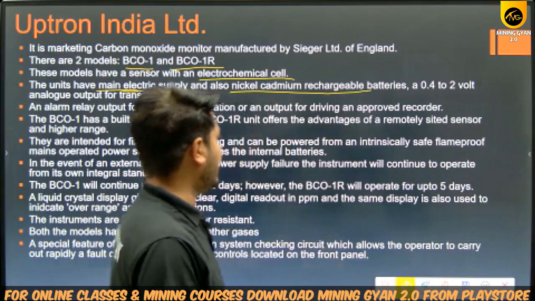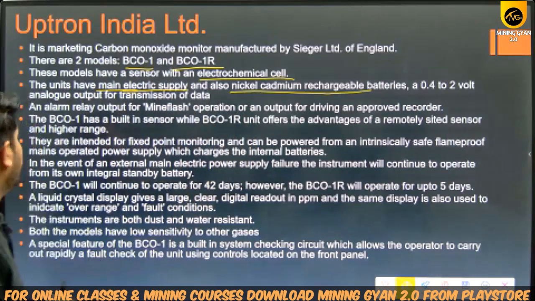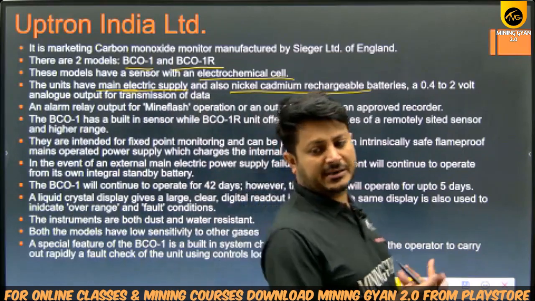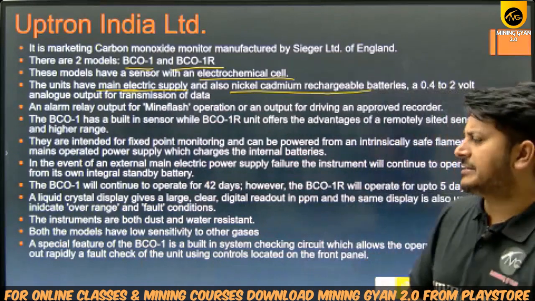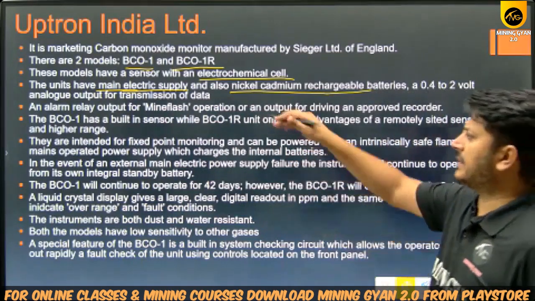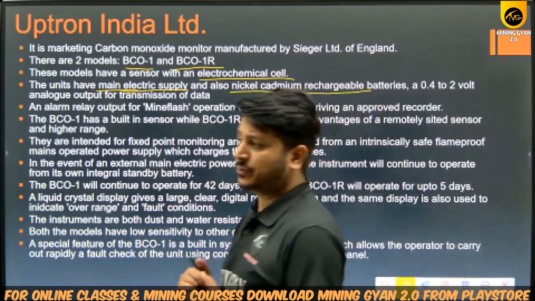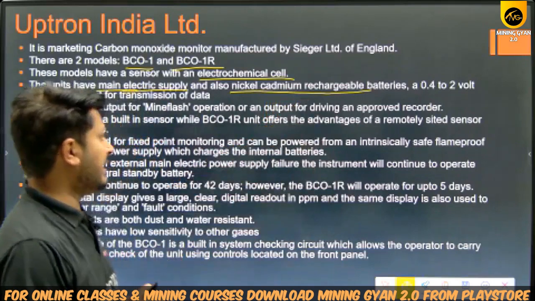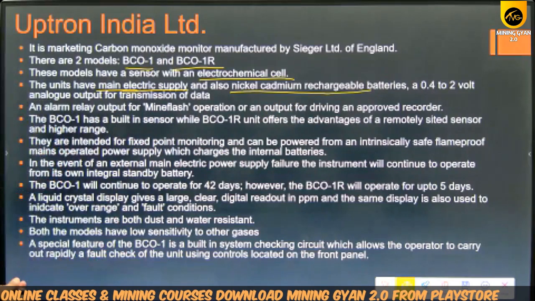cadmium rechargeable batteries of 0.4 to 2 volt, so that in case there is a power cut in the power supply or any other condition arises that it does not get the electric supply, then in that case it could operate on the rechargeable nickel cadmium rechargeable batteries, okay.